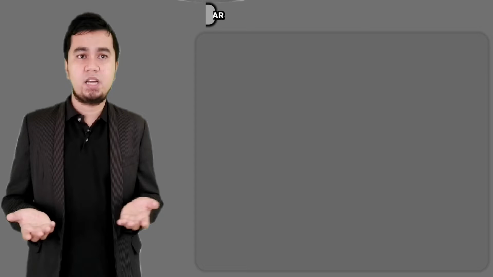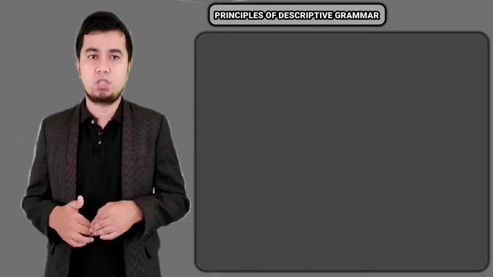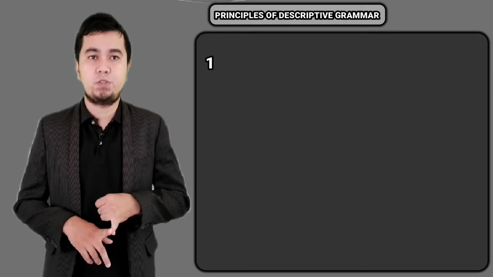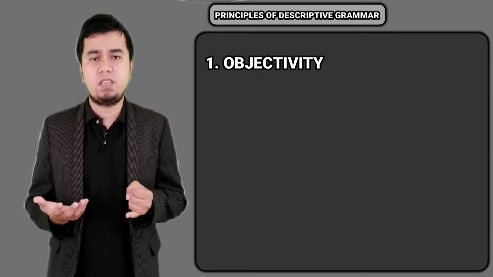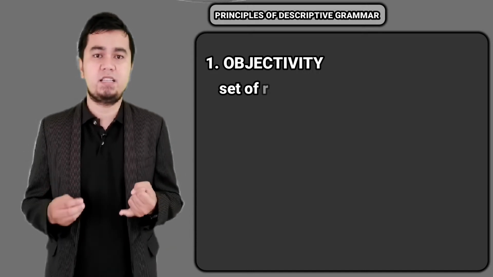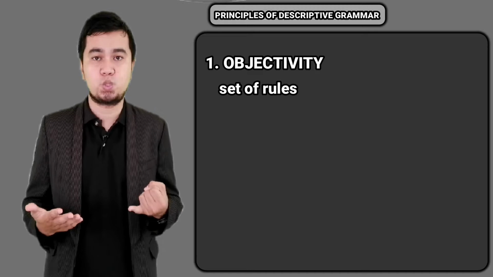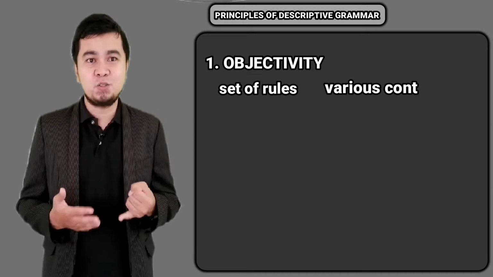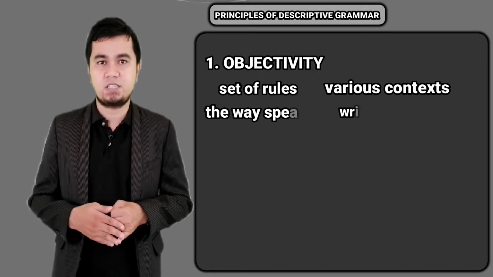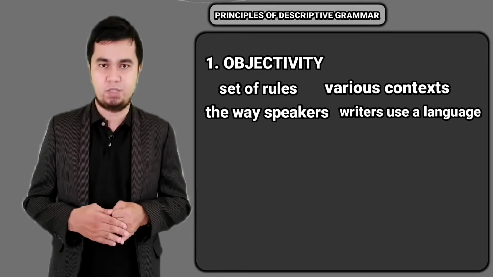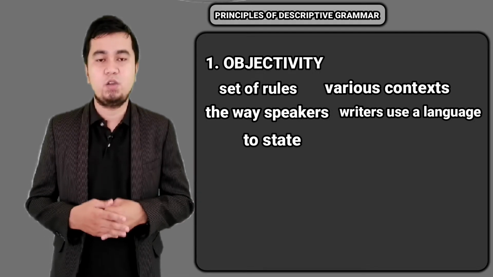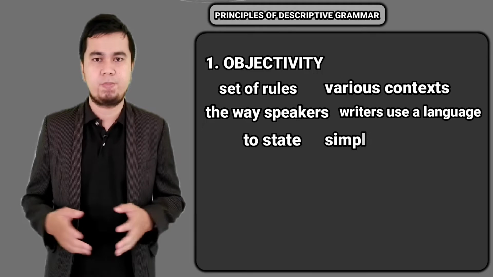Now, just like the prescriptive grammar, descriptive grammar also has 5 principles. The first principle is on objectivity. In this principle, we also set rules, but they are based on how the language is actually used in various contexts. The rules here are formulated as recognitions of the way speakers and writers use a language for communication. The goal is to state how language actually works in a simple way.